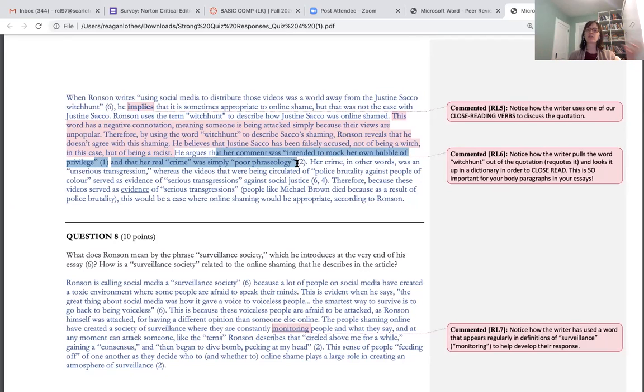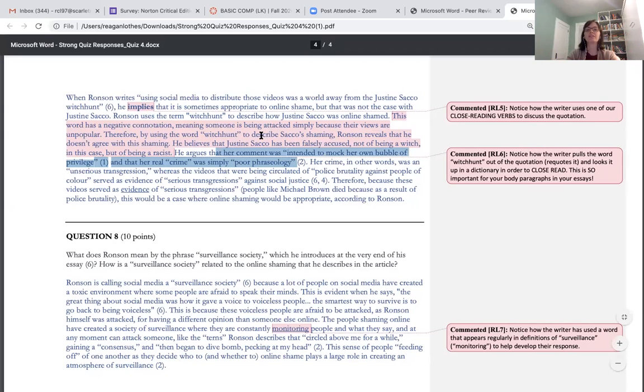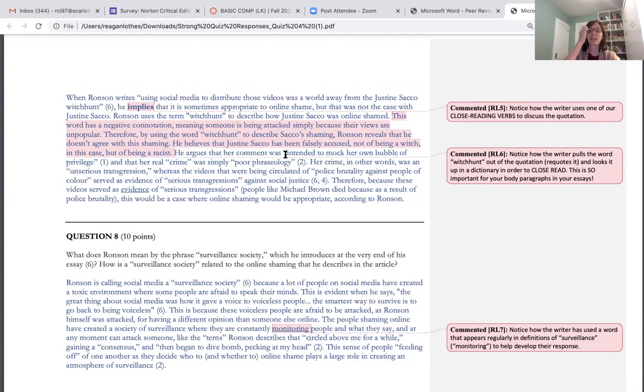Okay, but as you're providing context or developing or explaining that connection more fully, you can bring in just chunks of quotations, so not a full sentence. And we see that working really well here, right? So this phrase, intended to mock our own bubble of privilege, and also poor phraseology, right? We didn't need the full sentence there. We can just pluck those little chunks, and that helps to make our discussion very specific and accurate.